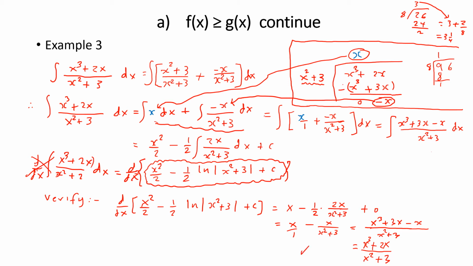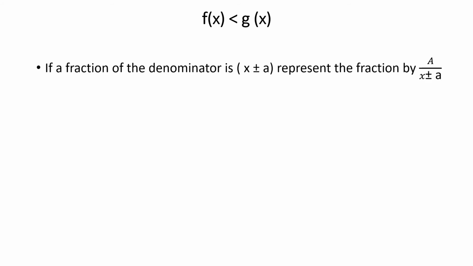That's it for this one. Let's move on to the case when we have f of x less than g of x. I have another example. Now we're going to f of x less than g of x. Now we don't have to do any division. So when f of x is less than g of x, here are some notes.